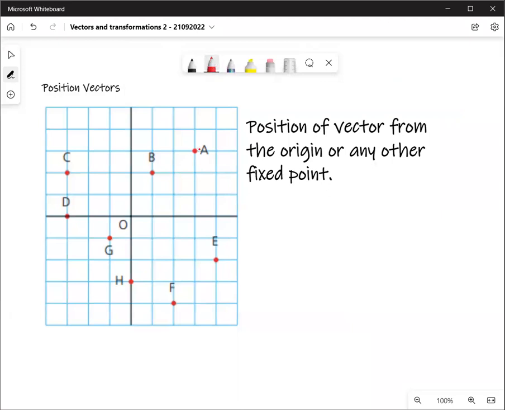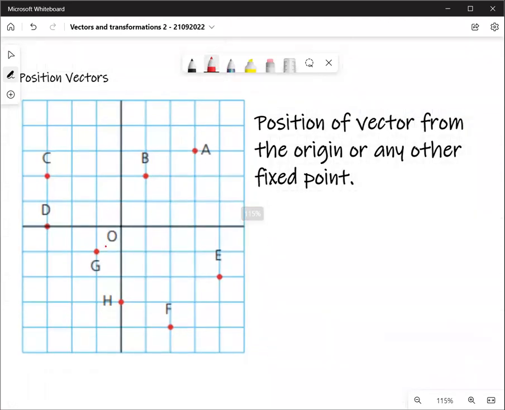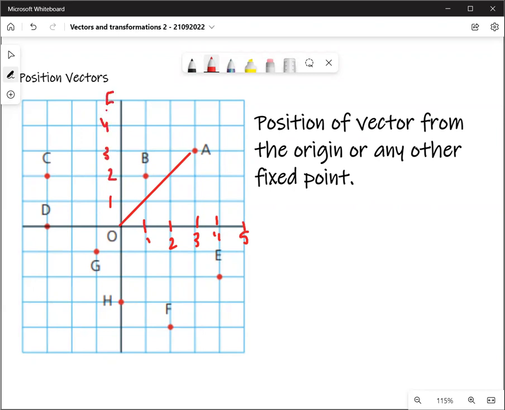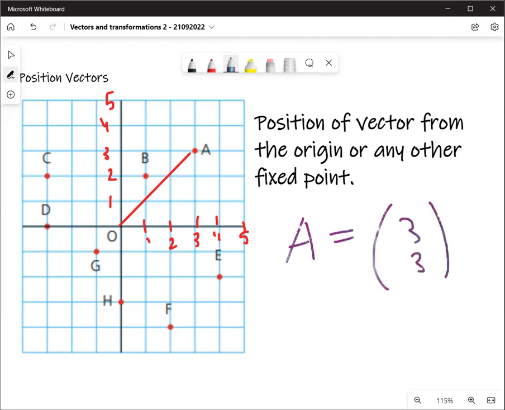Now, Manvi, tell me what is the position of A on this graph? I'll make a line like this. It's 3, 3. 3, 3, right? So let's say this is 1, 2, 3, 4, 5, and in the same way, 1, 2, 3, 4, 5. So the position vector for this point is 3, 3. So I can write that A is 3, 3. But there's a specific format to writing this. What is that format?